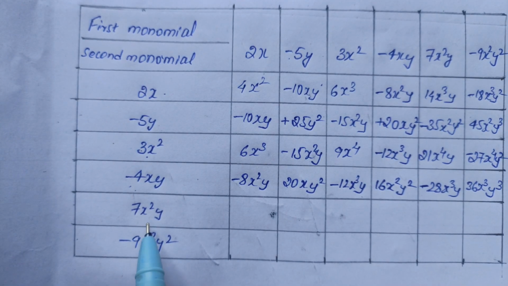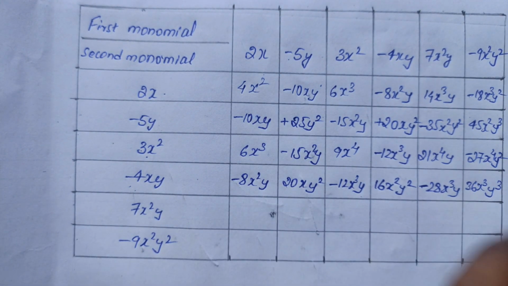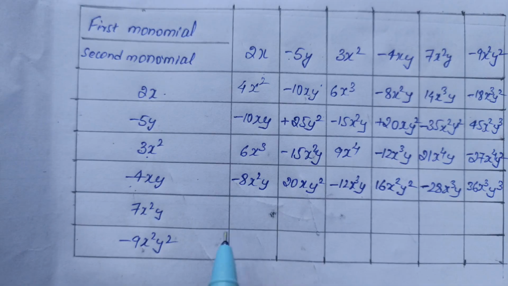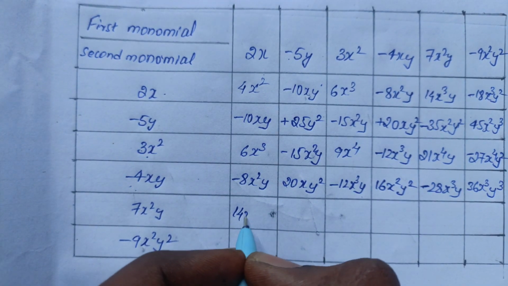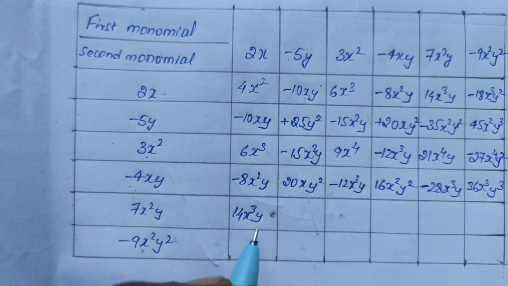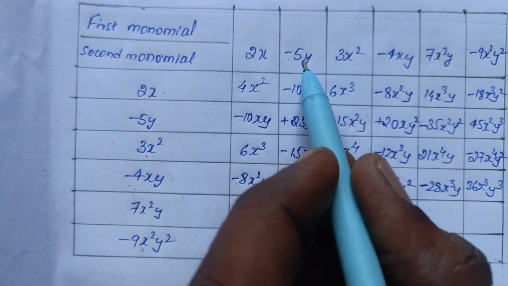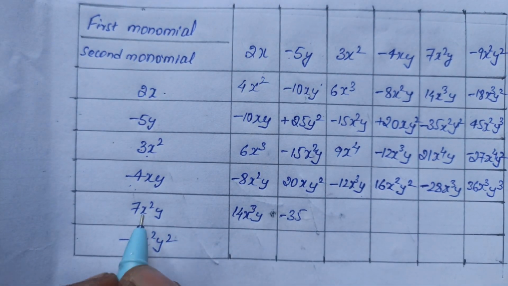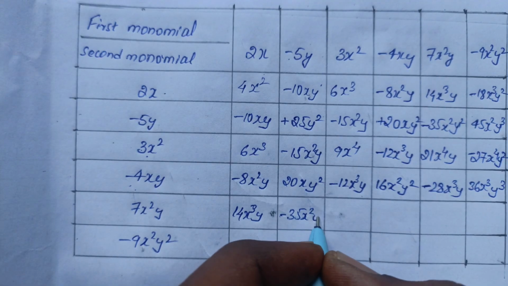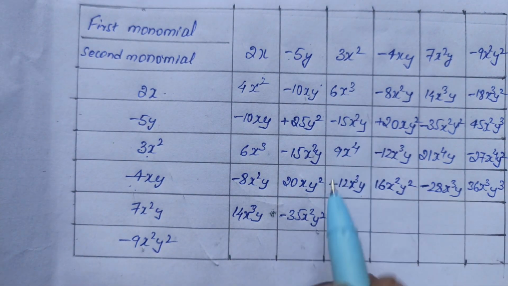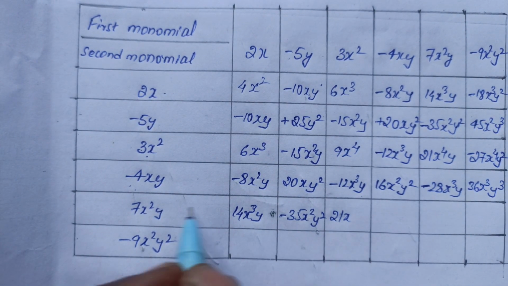Coming down to 7x square y. So we need to multiply with the first monomials. 7 2s are 14. x square into x is x cube y. Plus into minus is minus. 7 5s are 35. x square as it is, y square. 7 3s are 21. x cube.